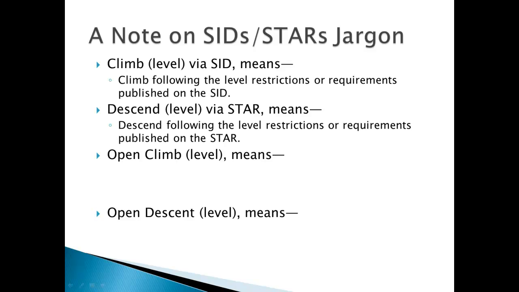ICAO countries use different verbiage when clearing pilots on SIDs and STARs. Four different phrases which ICAO controllers may use are climb flight level via SID and descend flight level via STAR. These mean that pilots should climb or descend per the instructions on the SID or STAR.